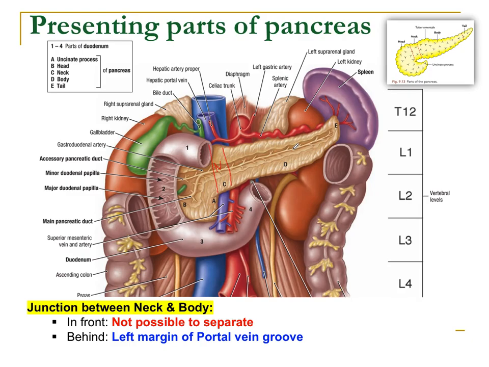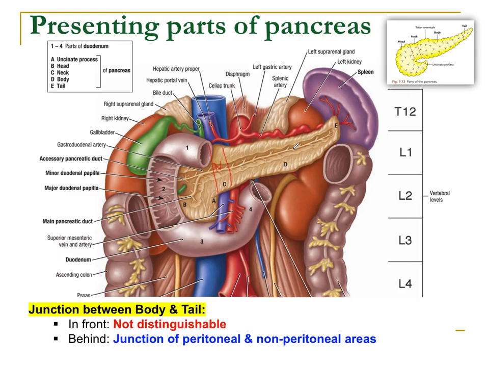Okay, and to demarcate between the body and tail. In front we cannot distinguish any, because there are no structures present in this region, so it's quite difficult to identify or demarcate the structure. But if you see from behind, there are peritoneal and non-peritoneal areas present in this region. From that we can demarcate. So this structure is the body, and this structure is the tail.